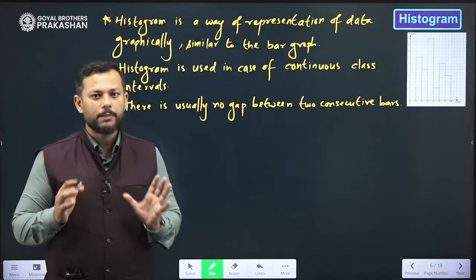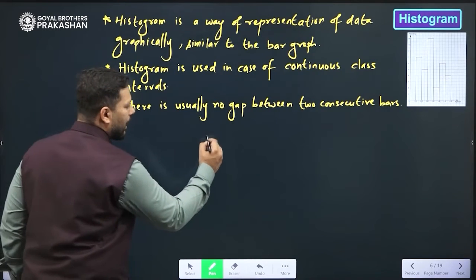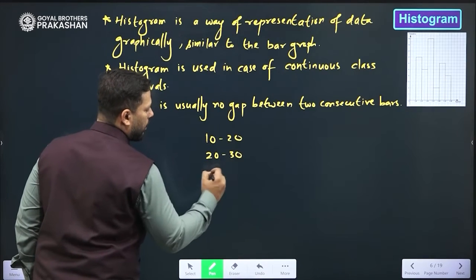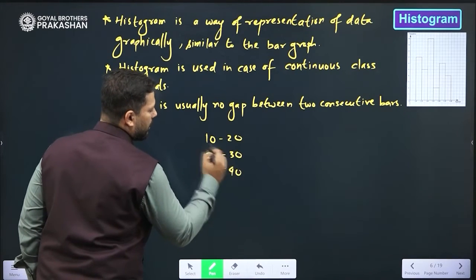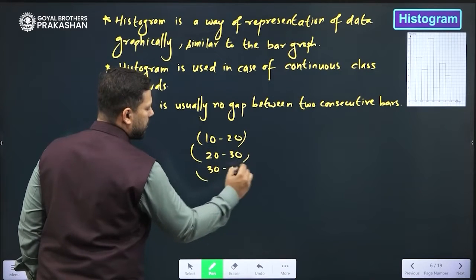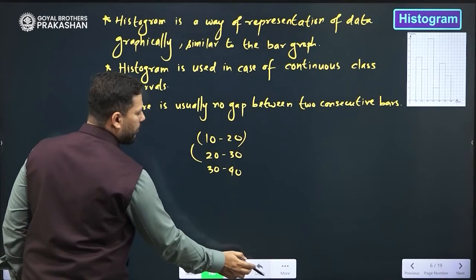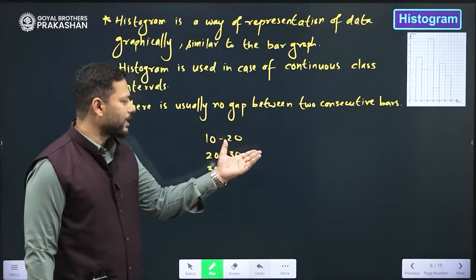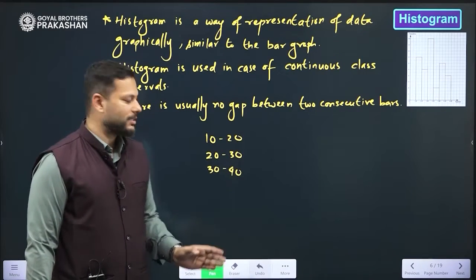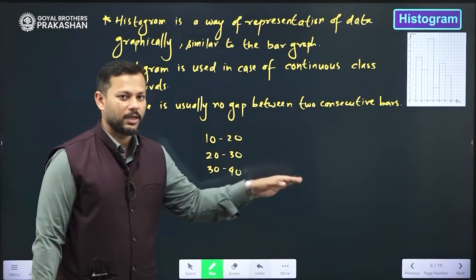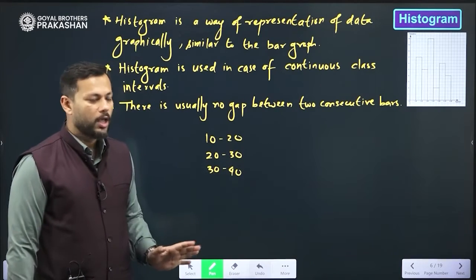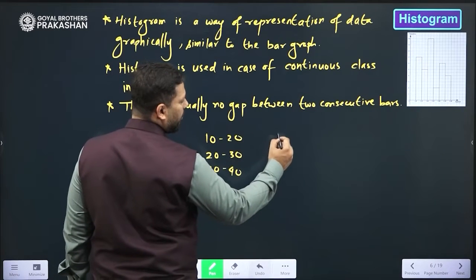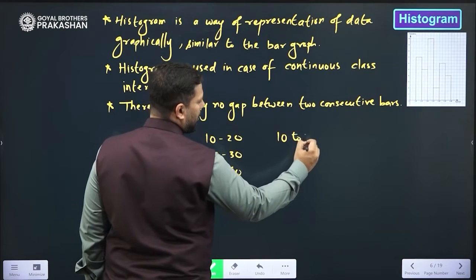Like if I group some numbers, I could group them in groups like 10 to 20, 20 to 30, 30 to 40. What are these? These are the groups, isn't it? We have grouped these numbers together so that any value lying between 10 to 20 will be written in that class, between 20 to 30 will be written in that class, and so on. So if you look at it, what is the class interval? The class interval is 10 to 20.